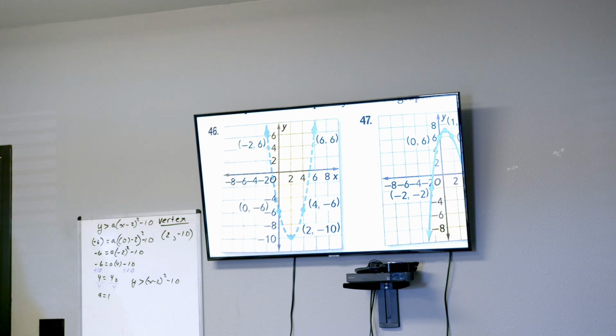But based on the answer, they should have added to the instructions, write it in standard form. So we need to write this in standard form. So what do we need to do? If A had been anything other than 1, we would just put the number there. What now? We want to write this in standard form.